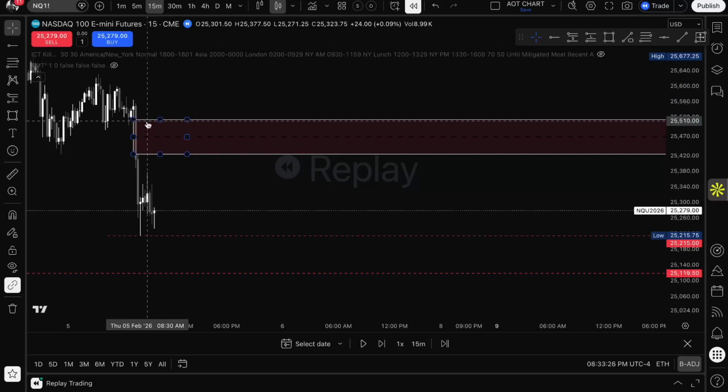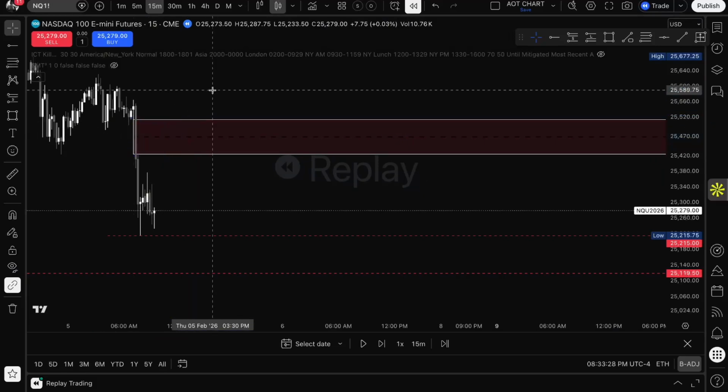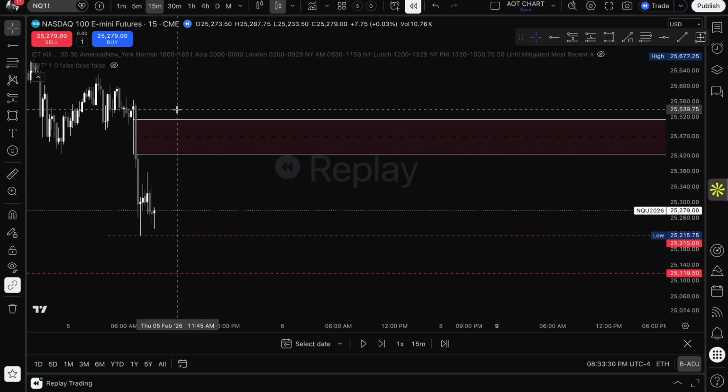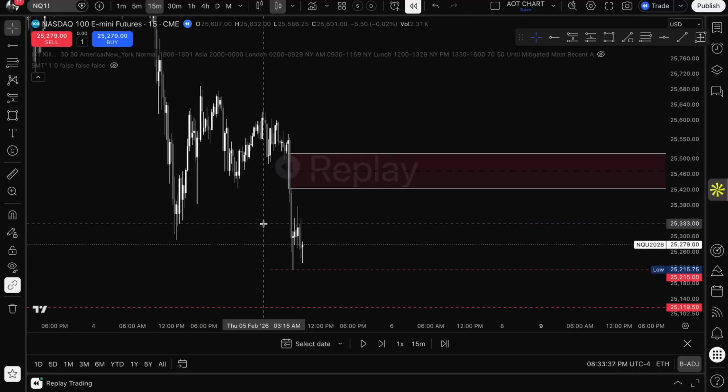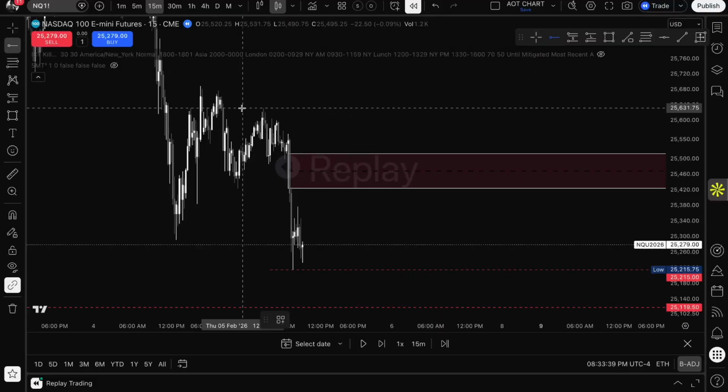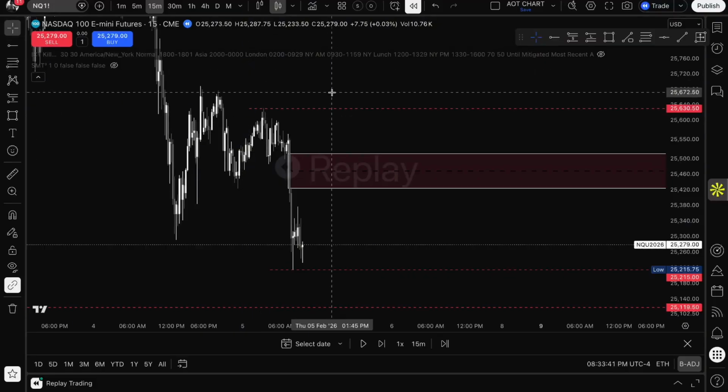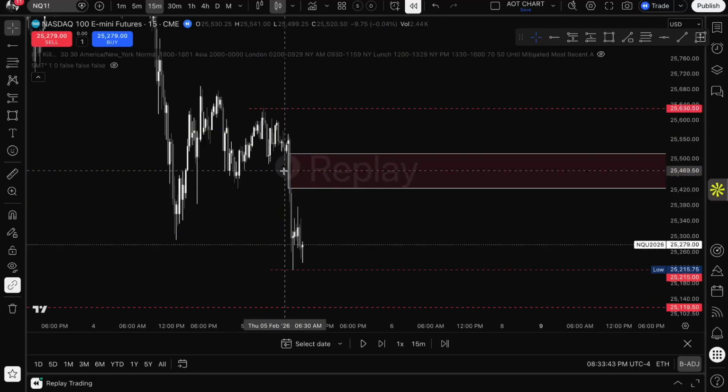So that's to answer your question, Ryan. That's why I will mark it up, because I want to see, do we respect this gap and start going lower, or do we disrespect it and start going higher? Because if we start disrespecting it, then the next area that I think price wants to go to is these highs, this bunch of highs right here.